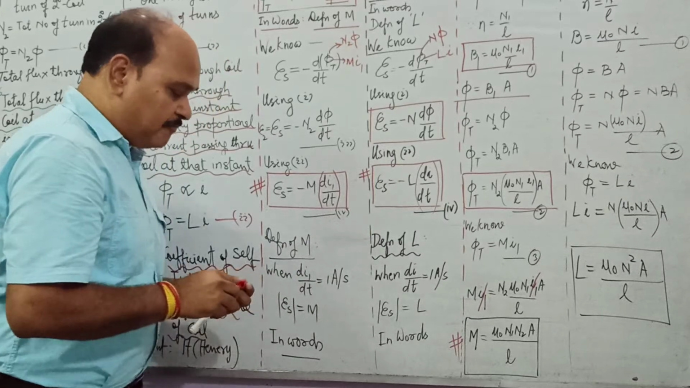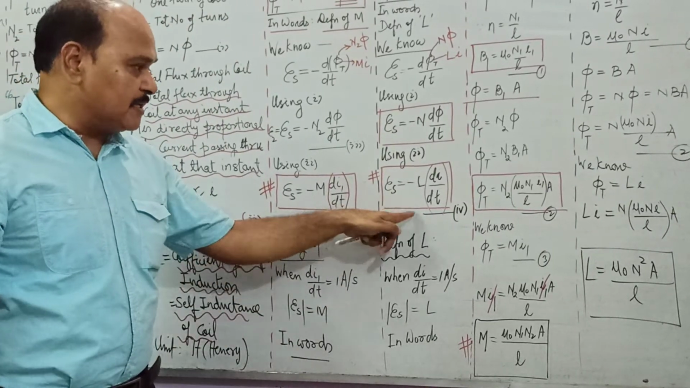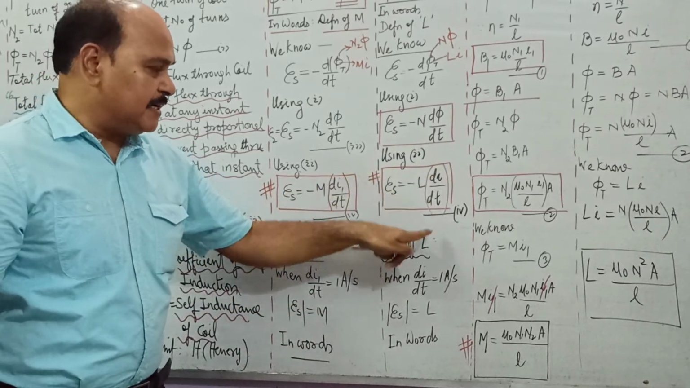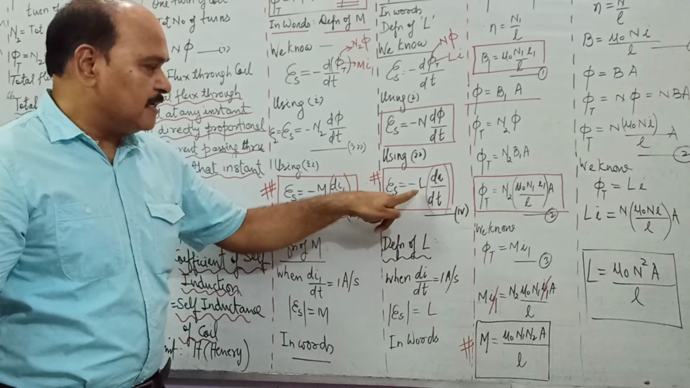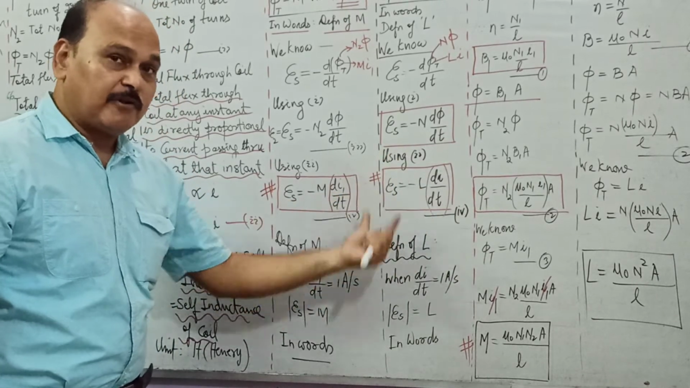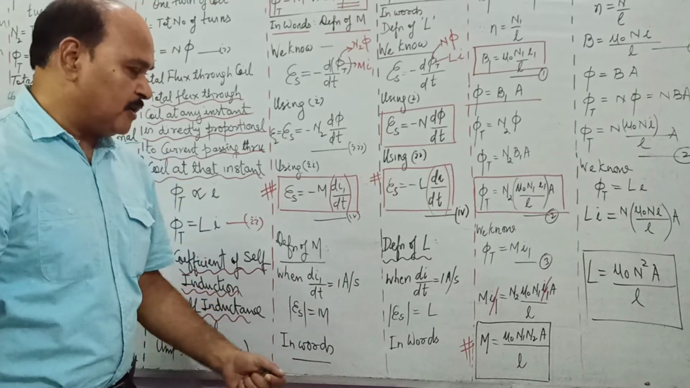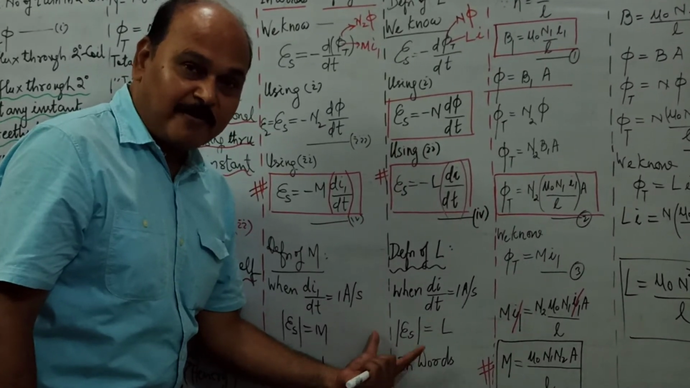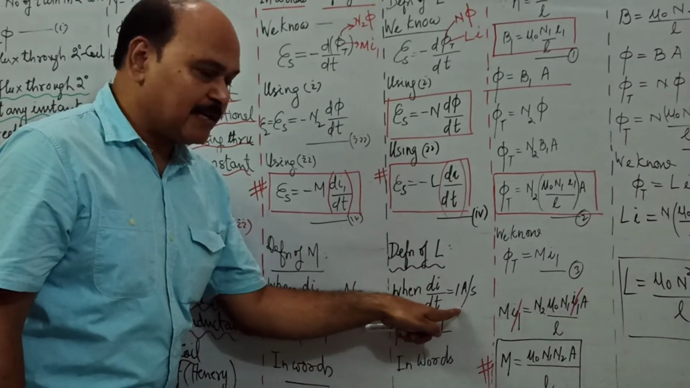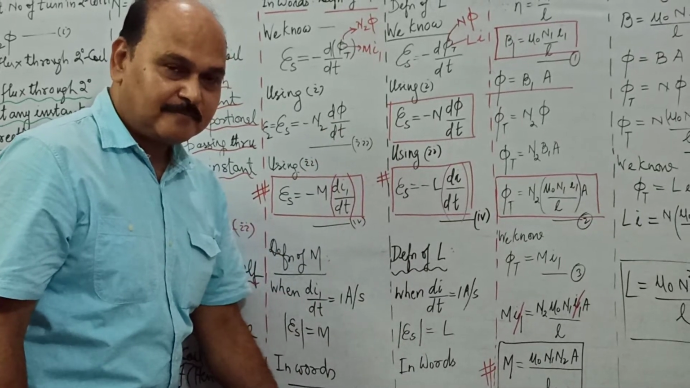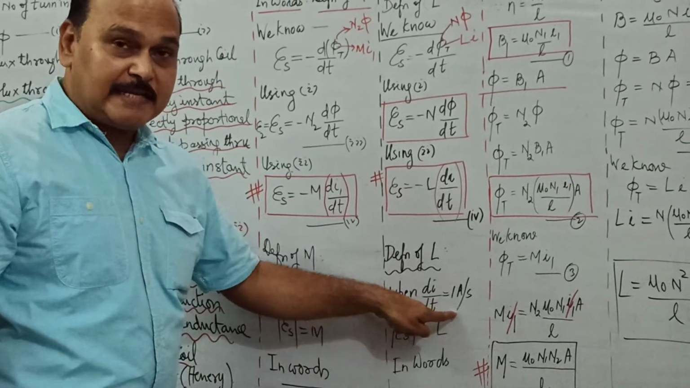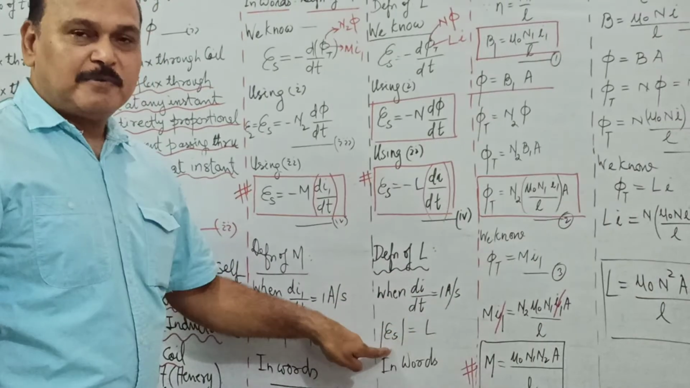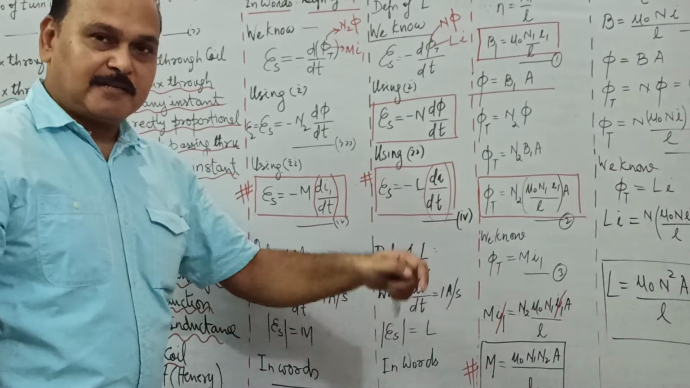And at the same time, we can again define L using this relation also. What is the definition of L? See, if we write di by dt as 1 ampere per second, then this L is going to be the magnitude, that is the value of induced EMF. So self-inductance of the coil is defined as the value of self-induced EMF when current passing through the coil varies at the rate of 1 ampere per second. Or when current passing through a coil varies at the rate of 1 ampere per second, then the value of induced EMF is the same as the self-inductance of the coil.